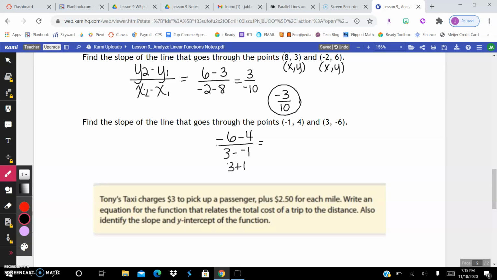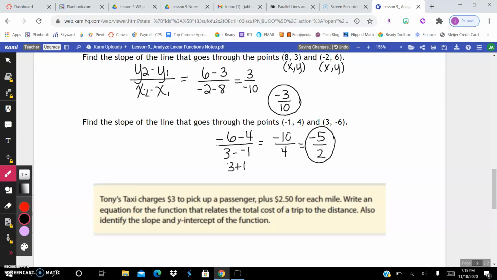So now let's simplify. Negative 6 minus 4 at the top would be negative 10, and 3 plus 1 at the bottom would be 4. Both of those numbers are even, so I'm going to cut them in half: negative 5, and then half of 4 would be 2. And that is my slope.